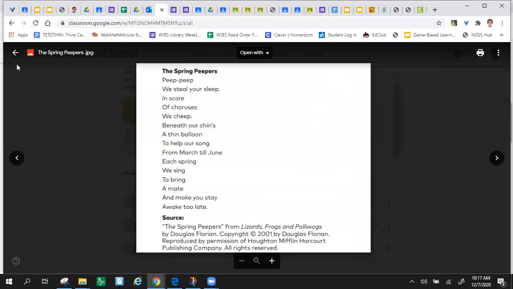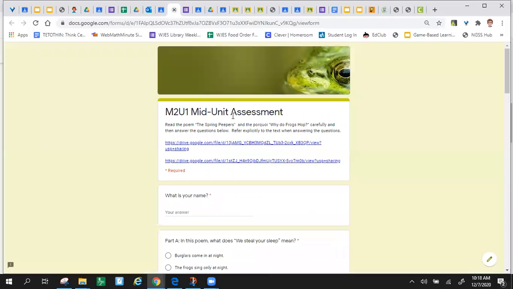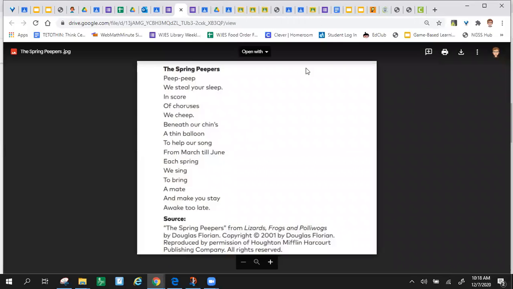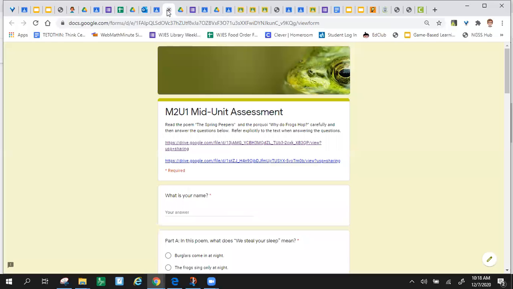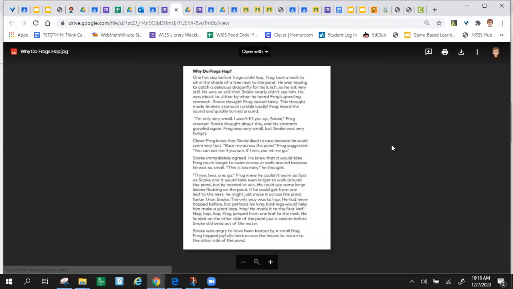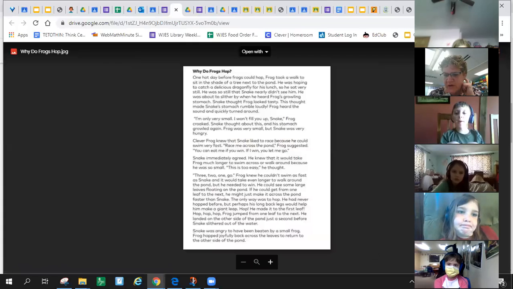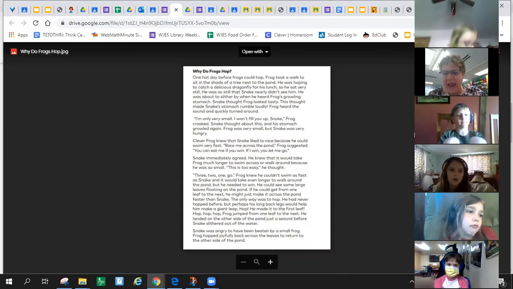We're not going to read it. It didn't open a new one. Okay, I'm going to go back to the form. I want to make sure, because the form definitely opens a new page for you. There we go. All right, so I want everybody to be able to see the Spring Peepers, and I want everybody to be able to see how frogs hop. It's going to take a minute to do that. I want you to have both of those open so you can do that and the questions.